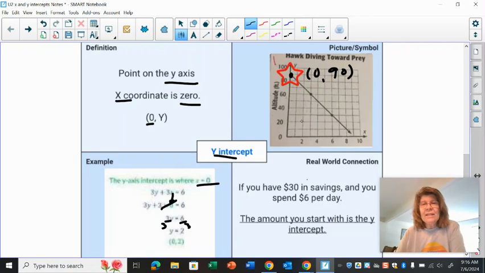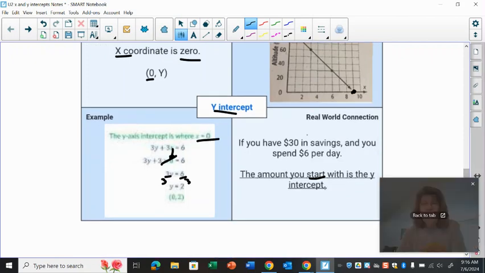Looking at this example, here you have a hawk diving towards its prey. So your altitude, notice that your y-intercept is the starting point. Okay, the starting altitude. And then as the hawk is diving, the altitude goes down. Okay, and when the altitude is 0, that's your x-intercept. For the y-intercept, it's the starting point.